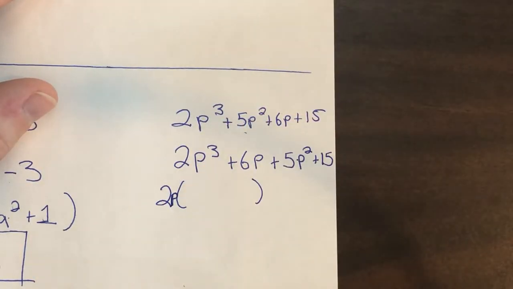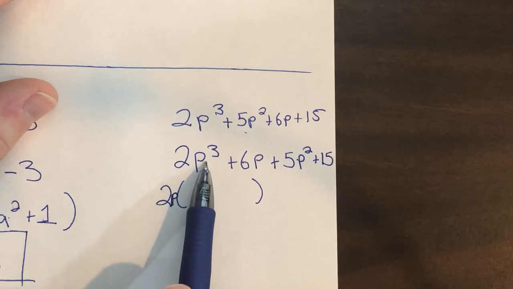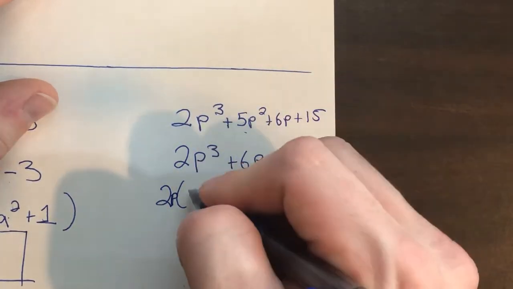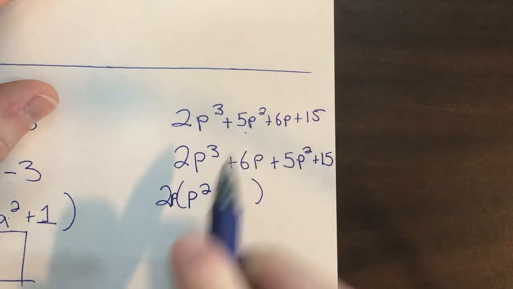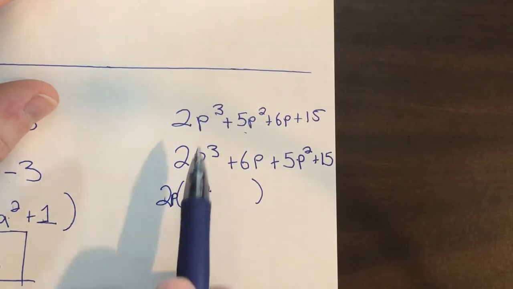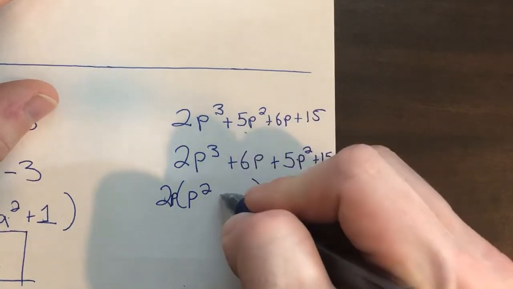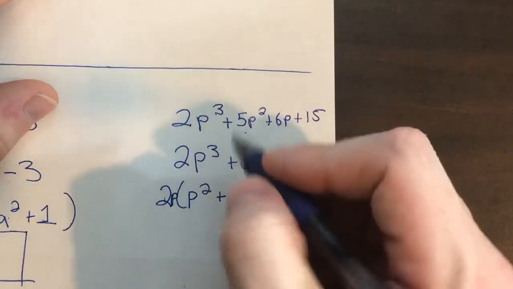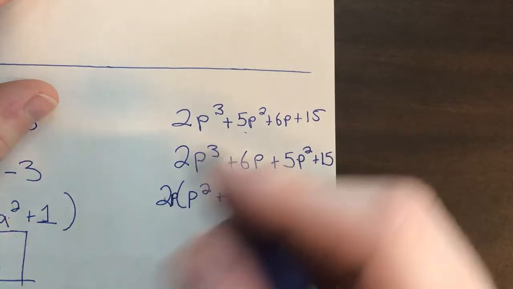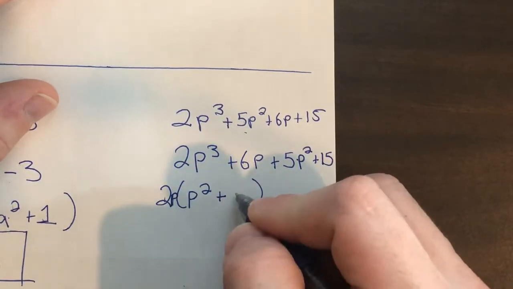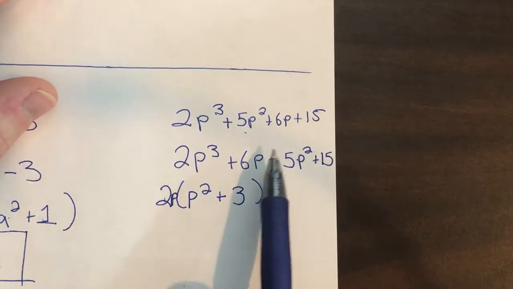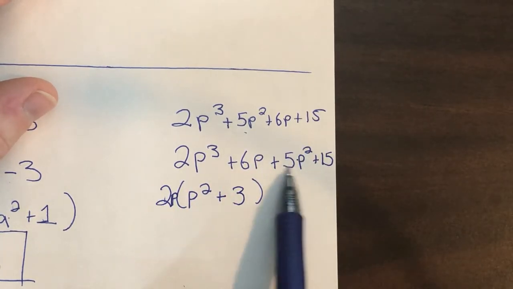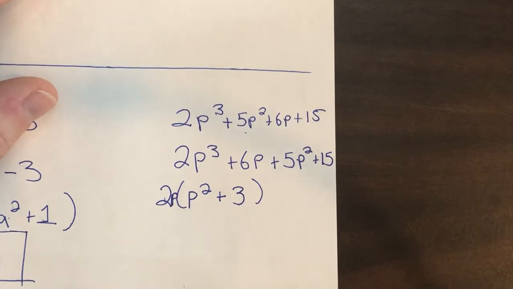So we got our 2P, right? Because this has a power of P. This has a power of P. So when I take it out, what do I get? Well, I get P squared, right? Because 2P times P squared is 2P cubed. And now I'm going to go, well, what times 2P is 6P? 3. Now, again, if I can factor out a GCF and get P squared plus 3, I'm good. Otherwise, I try it again.